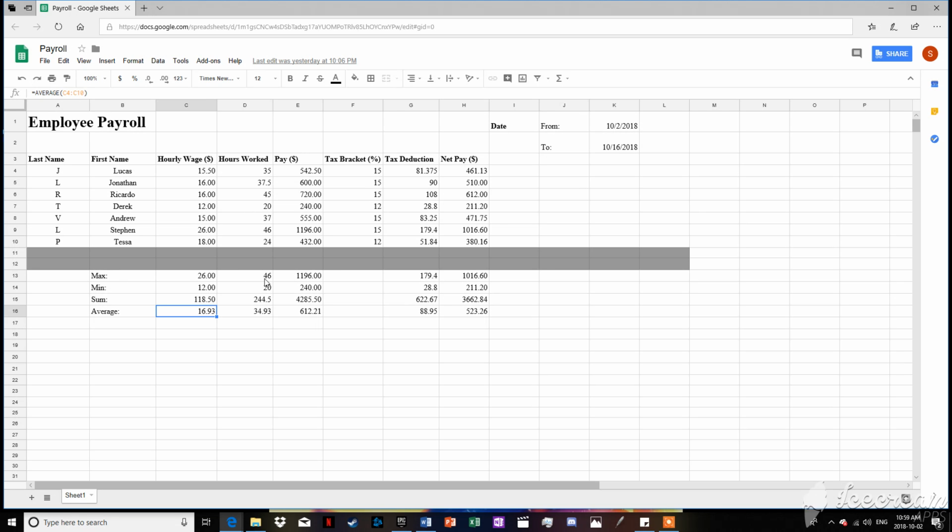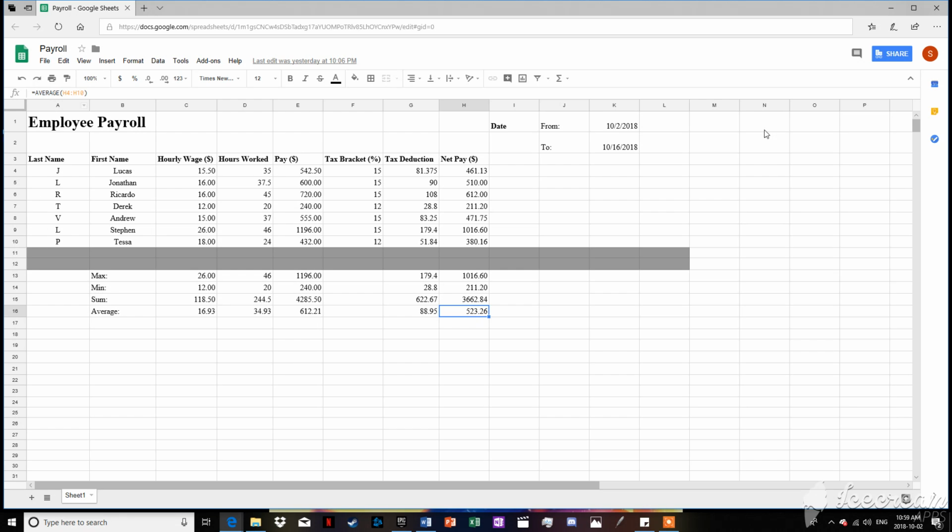So this goes across the board. We see it for here and here as well: max, min, sum, average, and over here. When we look at this, it says that the average person makes about $16.93 an hour. The average person works almost 35 hours a week, and they get about $612. But because of tax deductions of $88.95, the average person only goes home with about $523.